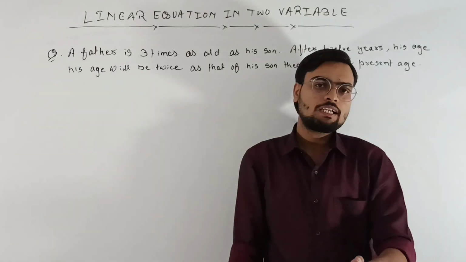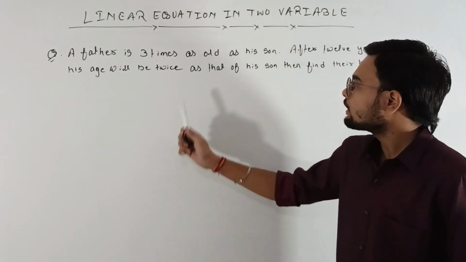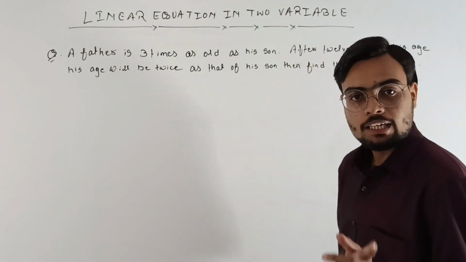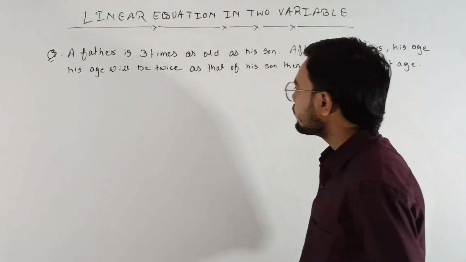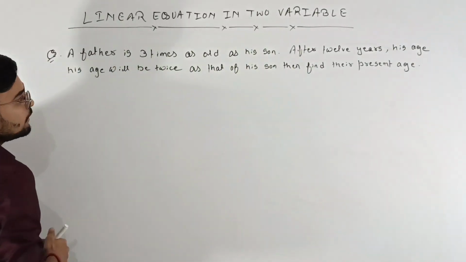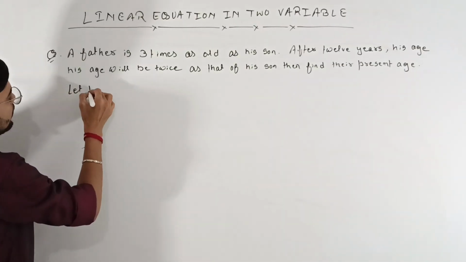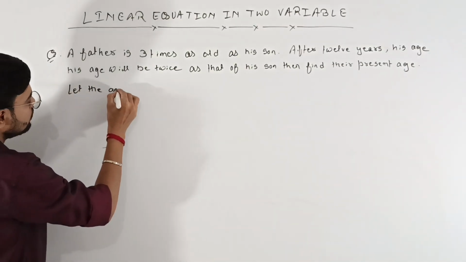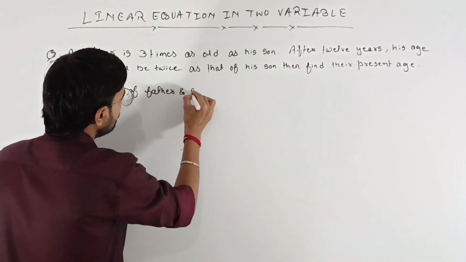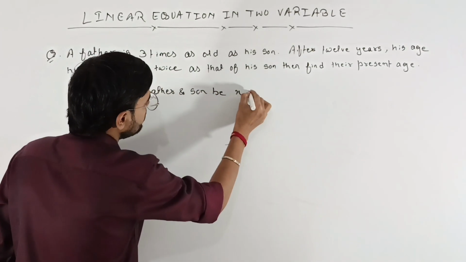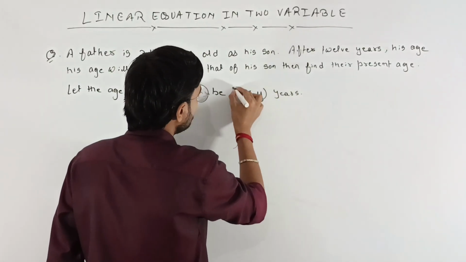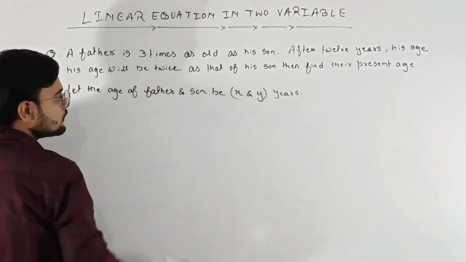Look, there is a father and son. The father is 3 times as old as his son, and after 12 years the age of the father will be twice the age of the son. So we have to find their present ages. So we let their present ages be x and y. Let the ages of father and son be x and y years. X is for father and y is for son.